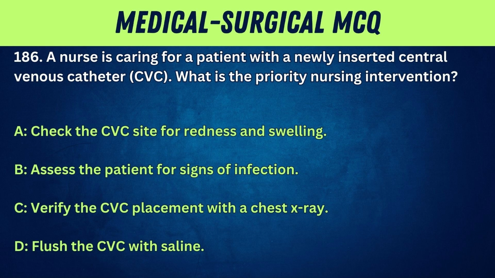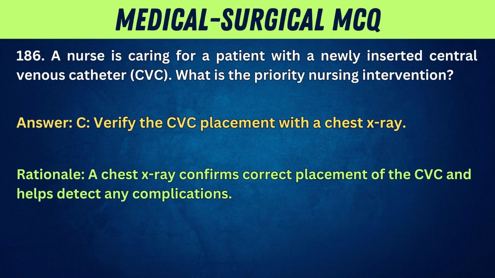186. A nurse is caring for a patient with a newly inserted central venous catheter, CVC. What is the priority nursing intervention? A. Check the CVC site for redness and swelling. B. Assess the patient for signs of infection. C. Verify the CVC placement with a chest X-ray. D. Flush the CVC with saline. Answer: C. Verify the CVC placement with a chest X-ray. Rationale: a chest X-ray confirms correct placement of the CVC and helps detect any complications.